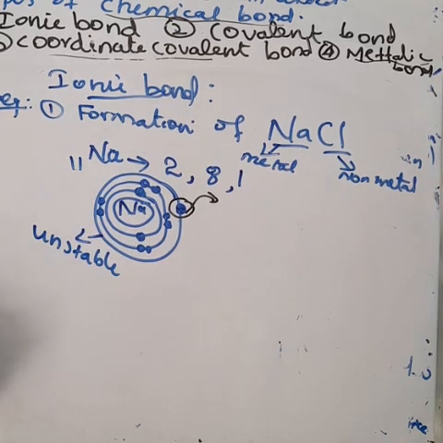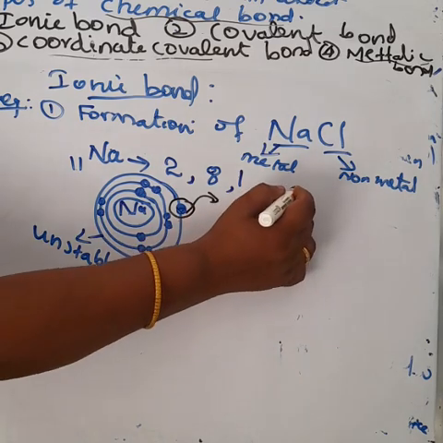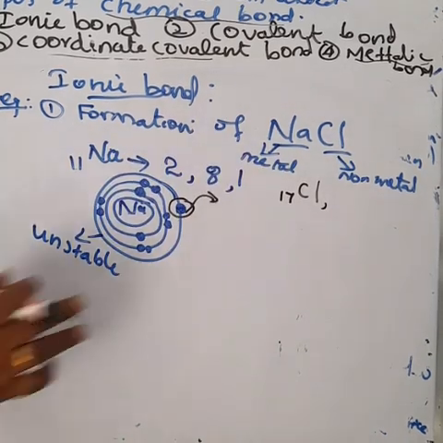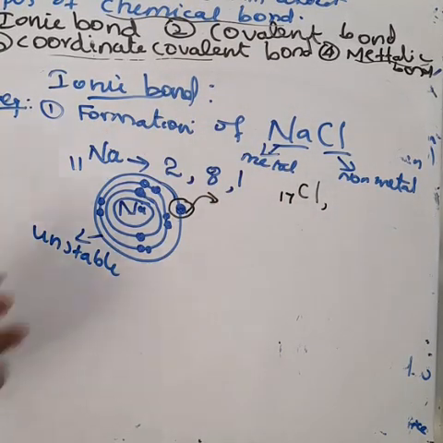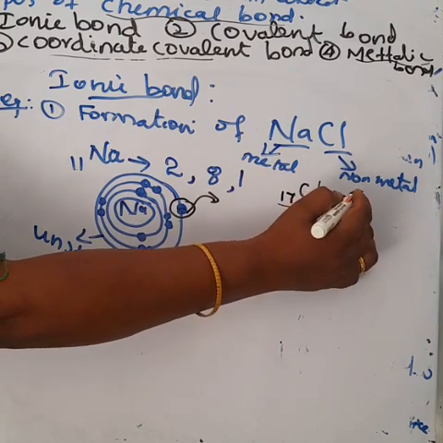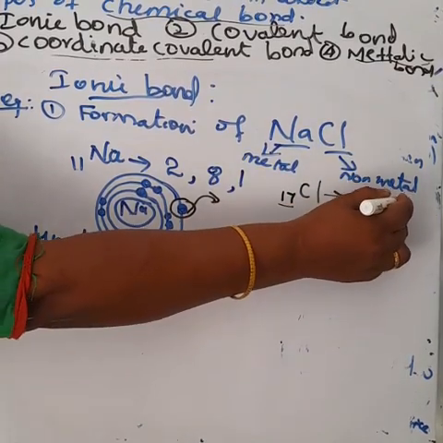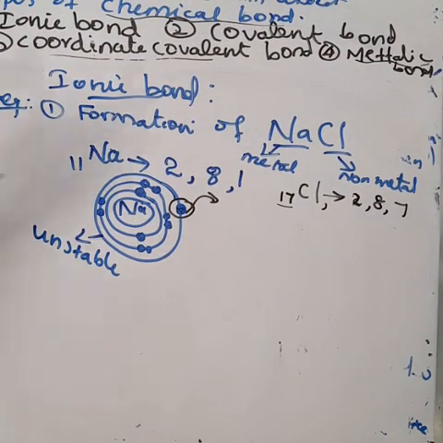Understood? And the other atom, the chlorine atom. What is the atomic number of chlorine? 17. So how many electrons are there? 17 electrons, and 17 protons. How are the electrons filling the orbits? First orbit 2 electrons maximum, second orbit 8 electrons, and finally 7 electrons. So there are only 7 valence electrons.